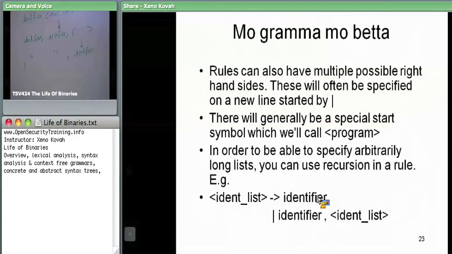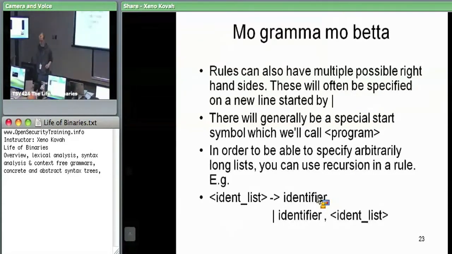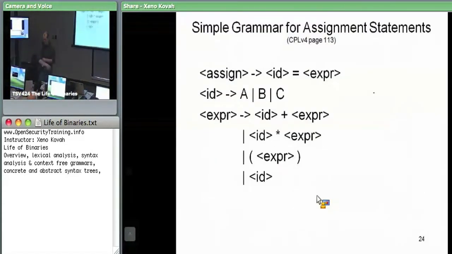And then just a miscellaneous thing: typically, I don't think you even see it in my examples, but typically you'll start with some rule, program, and program will have an interpretation to initial possibilities, and from there you just keep branching out. All right, so here's a very simple grammar for assignment statements, which I slightly modified from this book that I'm referencing.